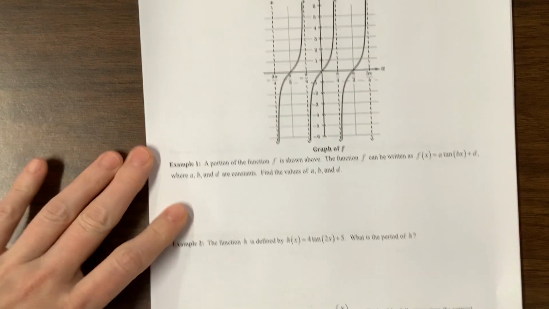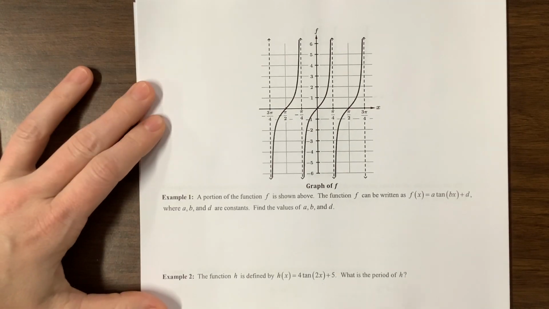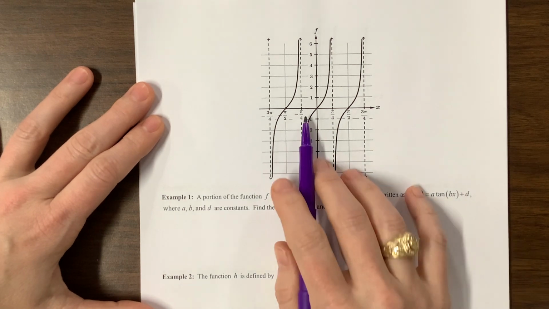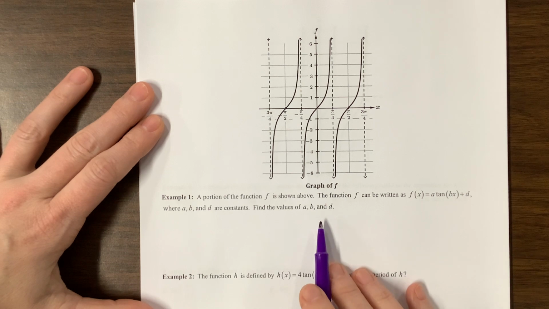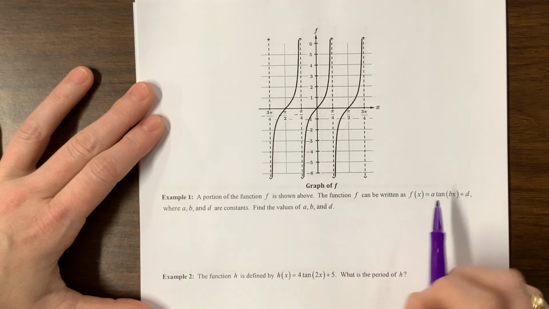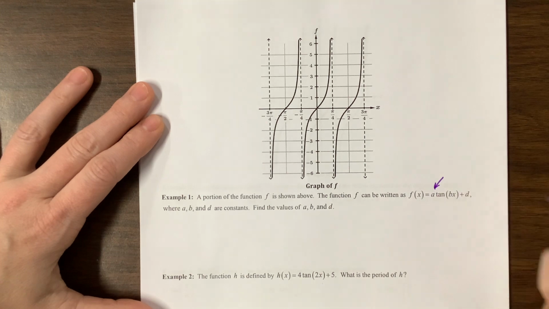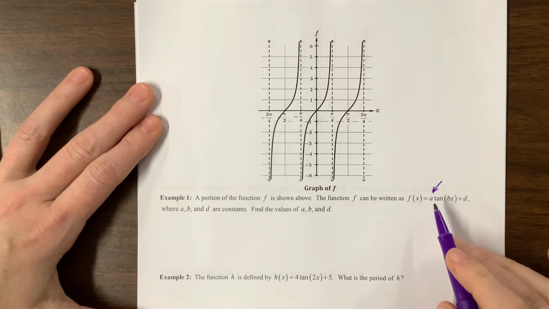Okay, let's see. A portion of the function f is shown above. The function f can be written as this. Okay, so there's no shift left or right, which we can tell since it's going through 0, 0. Where A, B, and D are constants. Oh, he did change the value of... well, did he change it? Maybe not. Okay, let's see what we can tell. See, this is why I don't like changing A particularly. When I write a problem, I make A either positive or negative 1 and just kind of move on with my life.